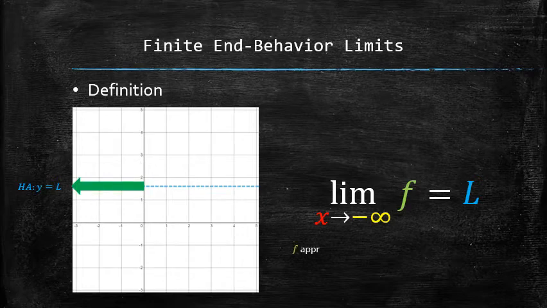We say f approaches L as x approaches negative infinity from the right. Since it is only possible to approach negative infinity from the right, frequently the phrase from the right is omitted. So the statement simply reads as f approaches L as x approaches negative infinity.